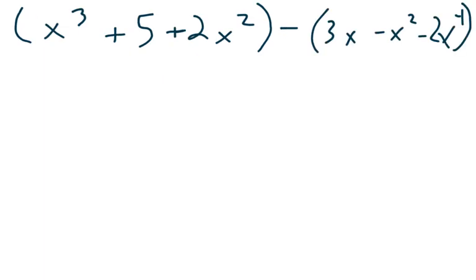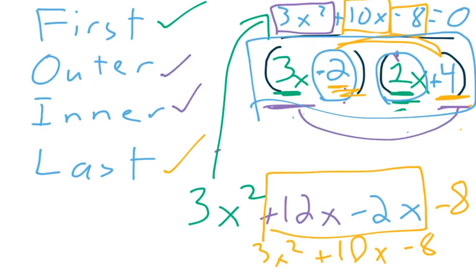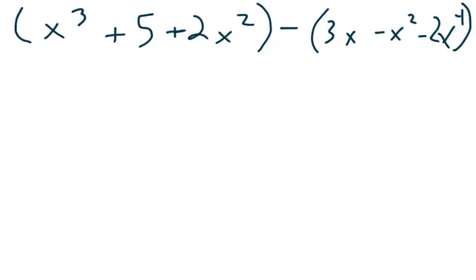So here's an example of subtracting polynomials. So remember, we want to look for things that have the same letters. So right here, I have an x to the third. Now, are there any x to the thirds on this side that I can subtract from it?